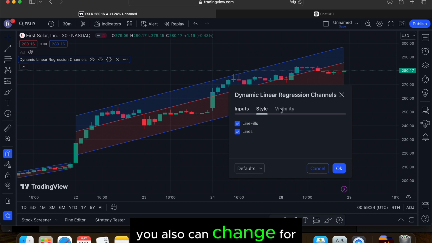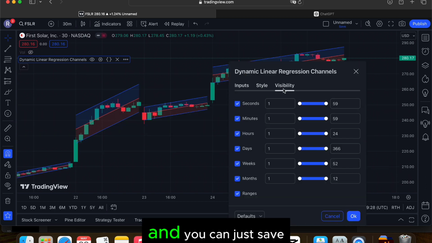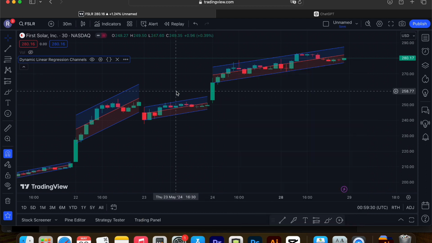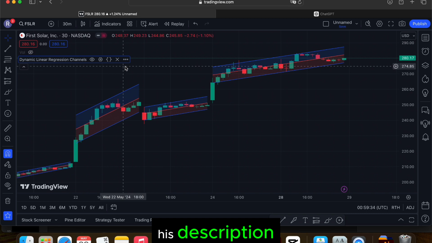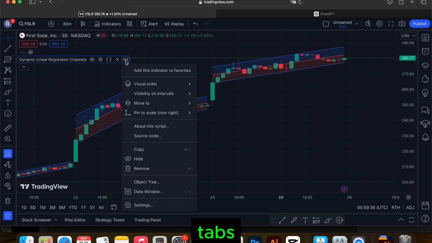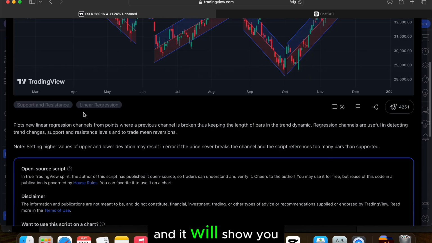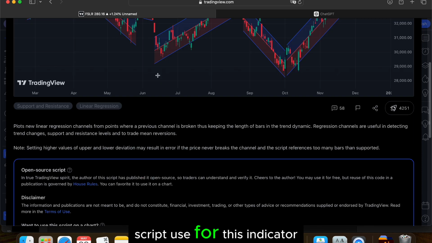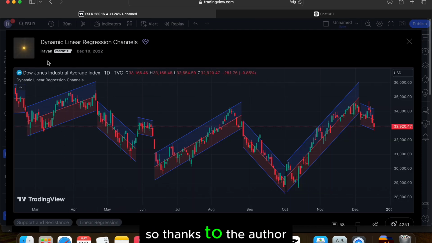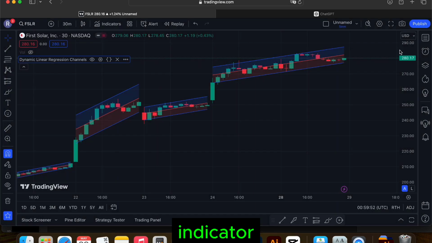You also can change other settings such as the visibility and the style, and you can just save it up. In this indicator, you also can find its description by going to the 3 dots tab and finding about the script, and it will show you the description and the settings used for this indicator. So thanks to the author Iravan for providing such an incredible indicator.